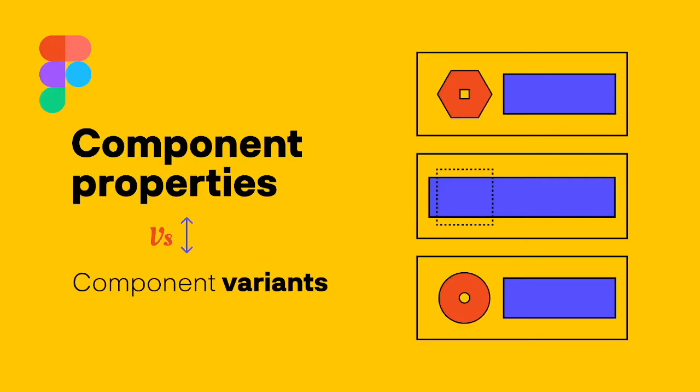What are component properties? Component properties simply enable you to assign name and value to elements that can be customized in a component, such as an instance that can be swapped, a text layer that can be updated, and lastly, element or layers visibility that can be toggled.